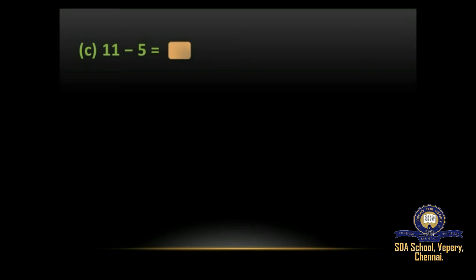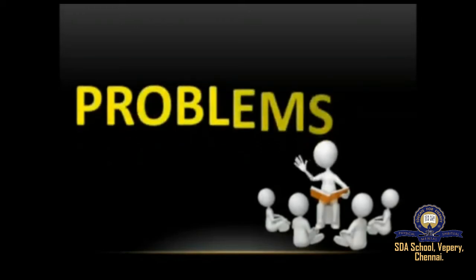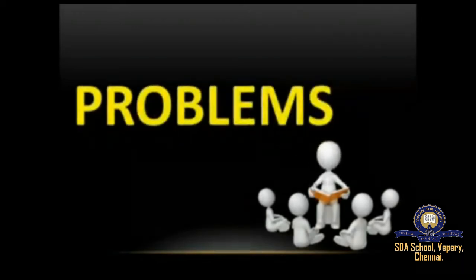This one is a direct question and you're going to subtract the value 5 from 11. So the answer you'll be getting is 6. Now we'll move on to the problems. Okay, I am going to solve the exercise number 2.2. So I'll be solving the questions from 3 to 7.